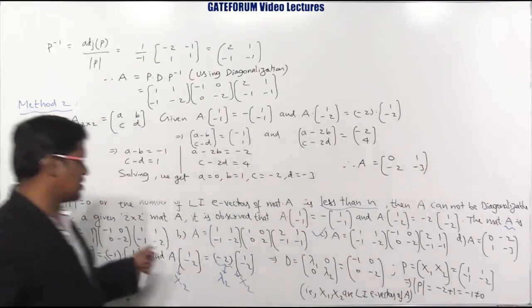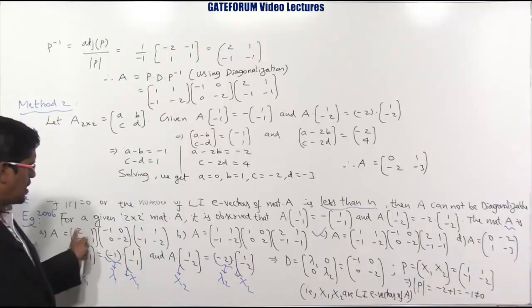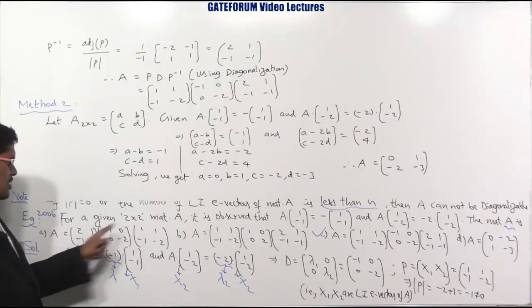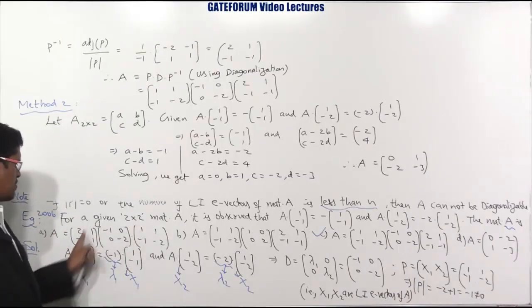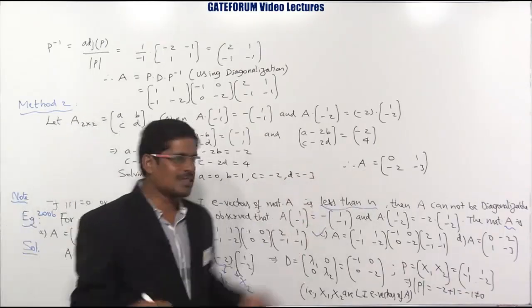But this value is not in the options. Correct or not? So, in each option, multiply. In options A, B, C, it is a product of three matrices. Just multiply. That matrix value is the same as this matrix. That option is the answer.